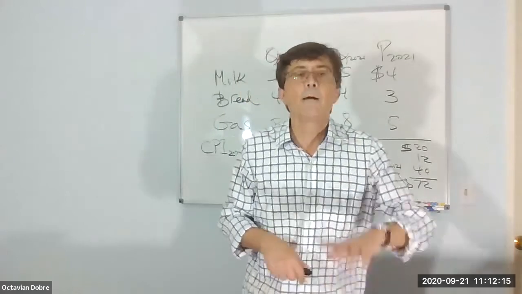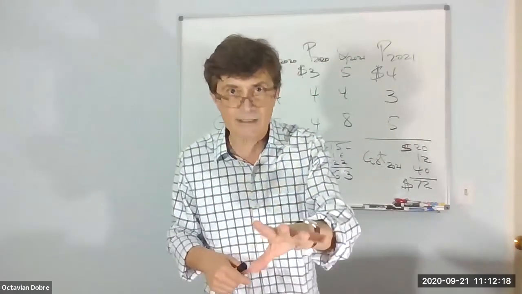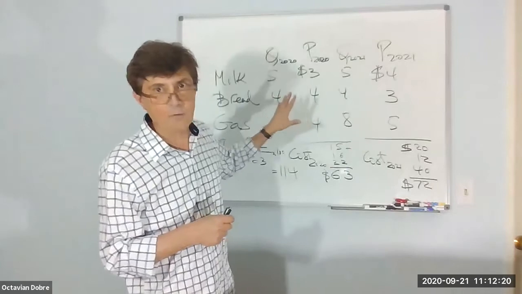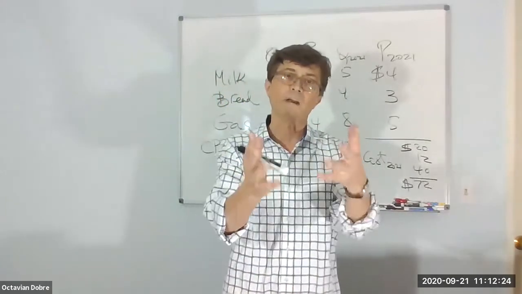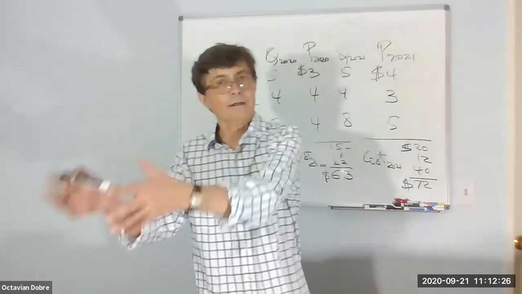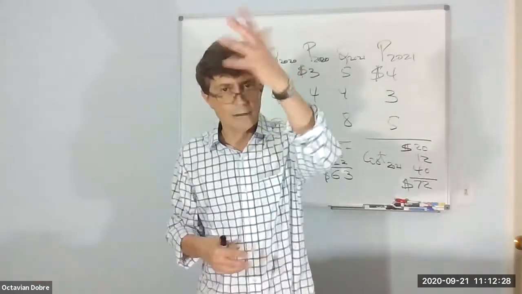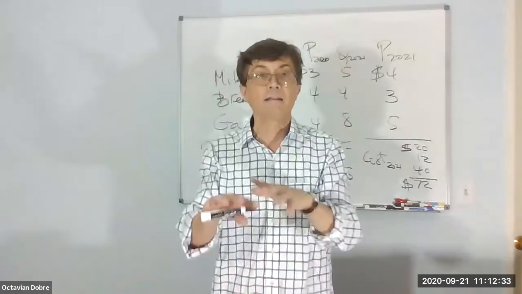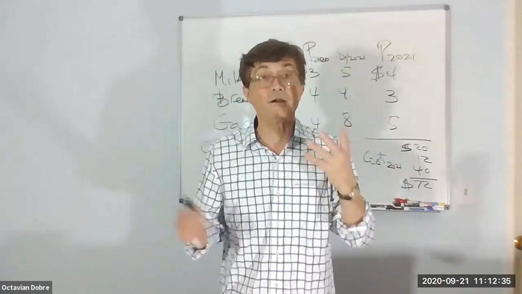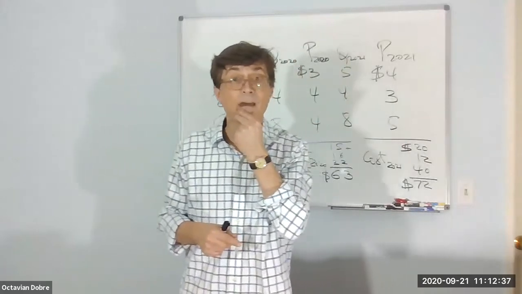Okay. But for the purposes of this class, this is the way we're going to calculate a CPI. Just calculate the cost of the basket in one year and in the previous year. You then take the ratio of the most recent divided by the previous, times 100, and you come up with a CPI.